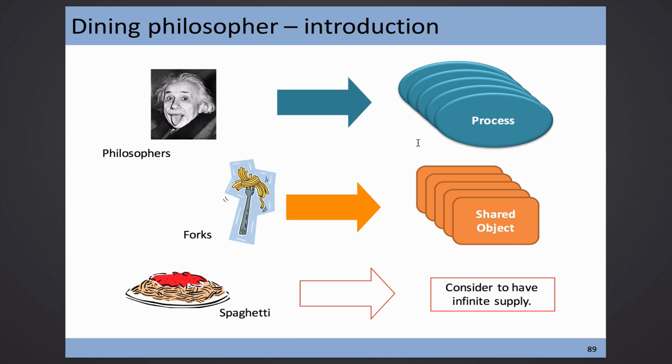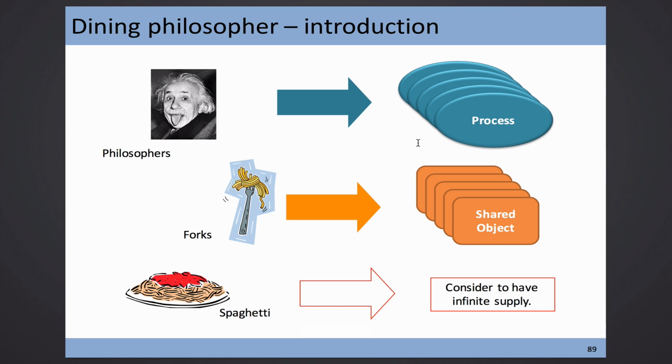Because the problem comes from the Western world, it's a fork, but I will call it a chopstick. You need 2 chopsticks, right? Don't tell me that you can eat spaghetti with 1 chopstick. I never succeeded using 1 chopstick to eat spaghetti or noodles. So each professor needs 2 chopsticks to eat. And assume the spaghetti supply is infinite.